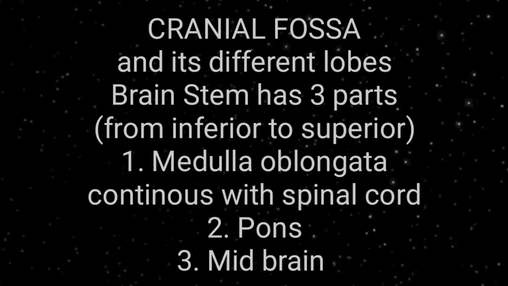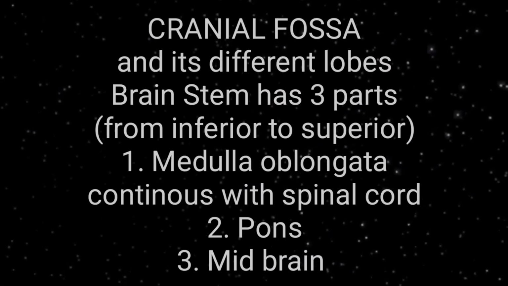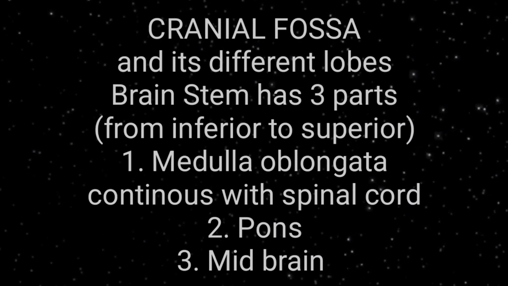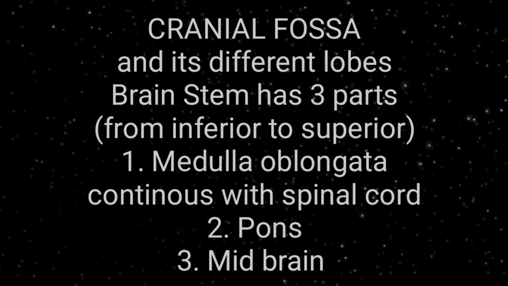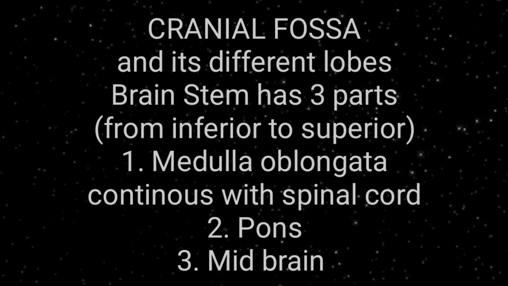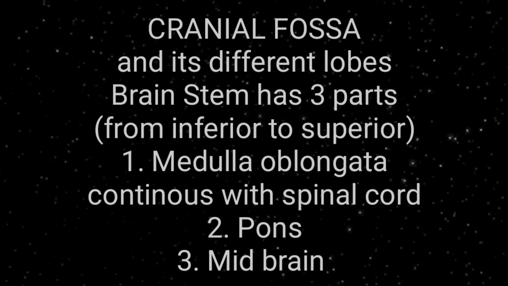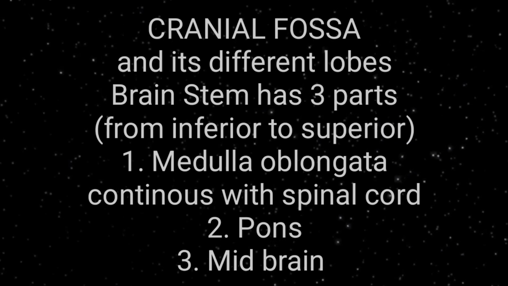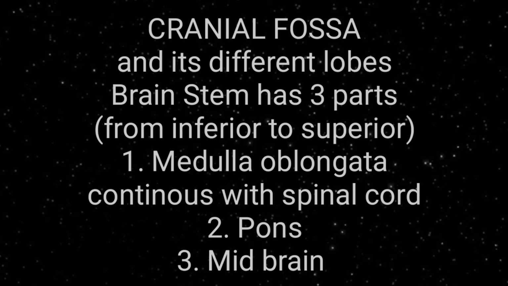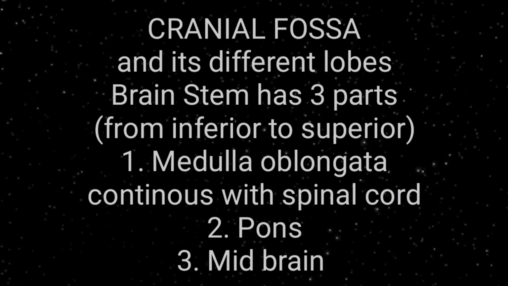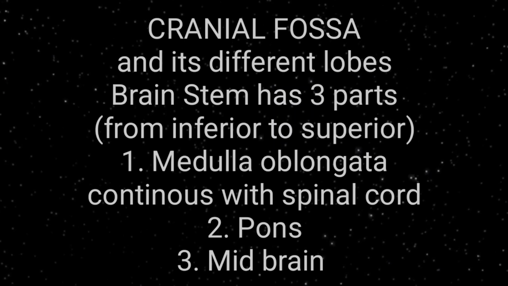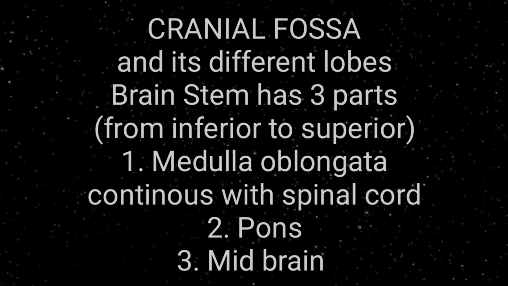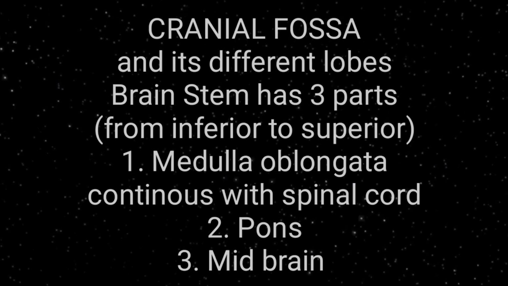The cranium is divided into three compartments: the anterior cranial fossa, middle cranial fossa, and the posterior cranial fossa. And it contains different lobes. There is a brain stem which has three parts. From inferior to superior, it comprises the medulla oblongata, which is continuous with the spinal cord. Next comes the pons, which is on top of the medulla oblongata, and on top of the pons there is the midbrain. So these are the anatomical structures we are going to appreciate on the CT scan images.